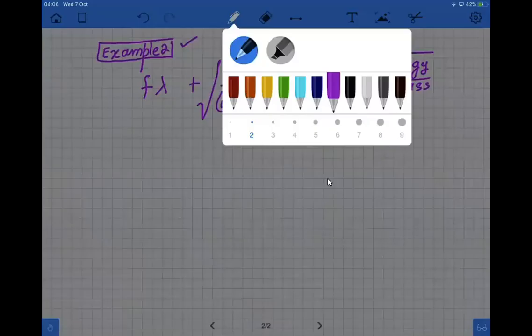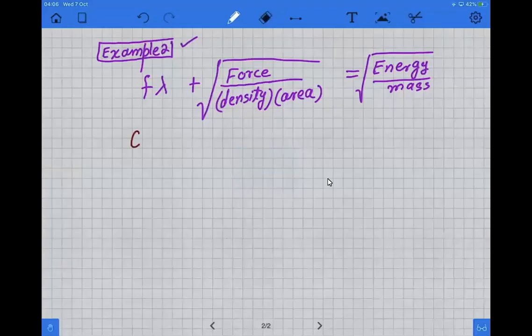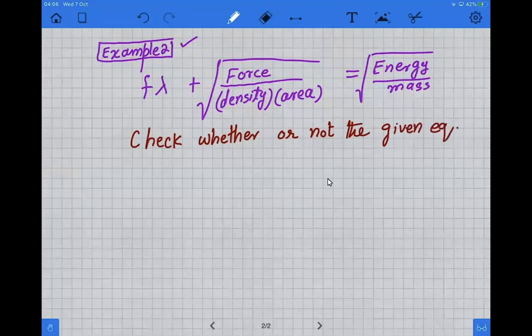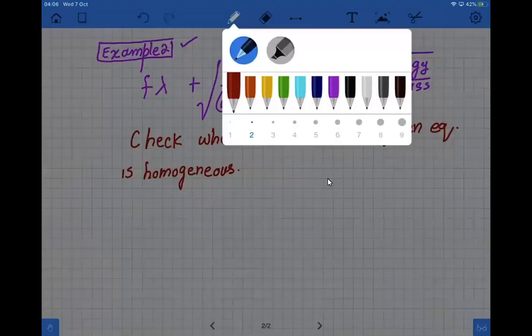Now the question is, check whether or not the given equation is homogeneous. Check whether the given equation is homogeneous or it's not. So this is a task basically.